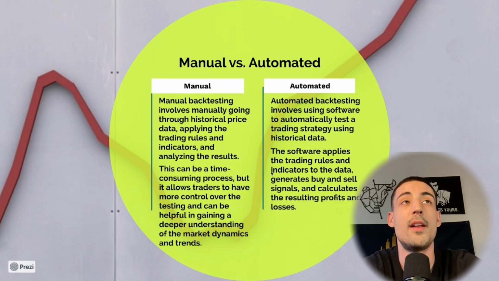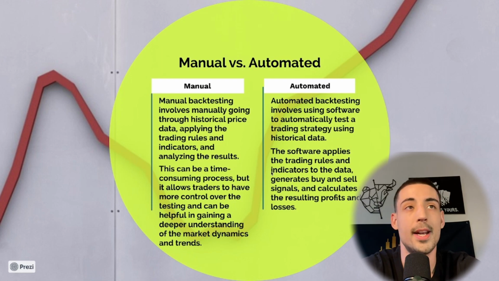Manual backtesting involves manually going through historical price data, applying the trading rules and indicators, and analyzing the results.